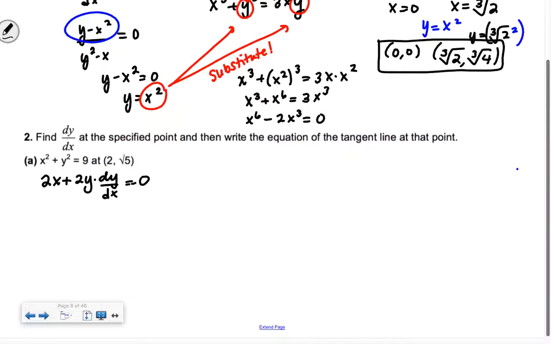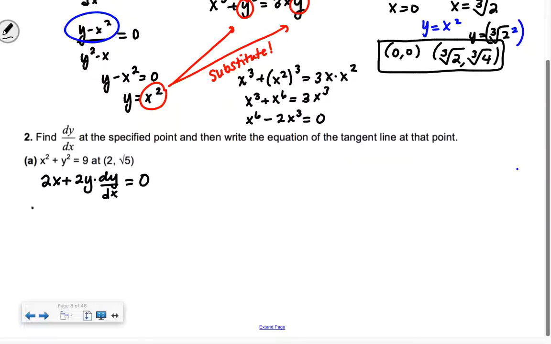So you guys have 2x plus 2y dy over dx equals 0. Did you guys remember equals 0? Did any of you put 9? A lot of people will put 9. Do we have to put equals anything? You do. It has to be an equation. Otherwise, you won't be able to solve for dy over dx.